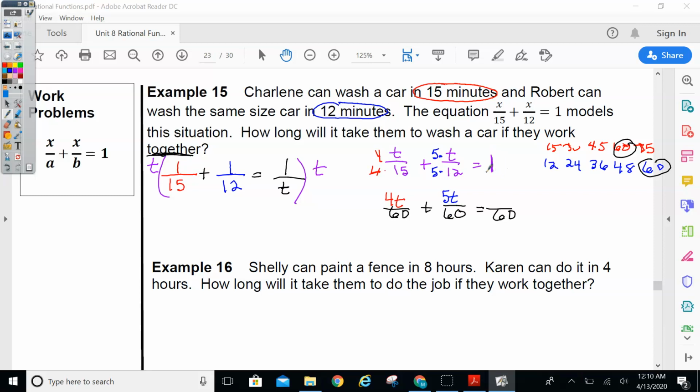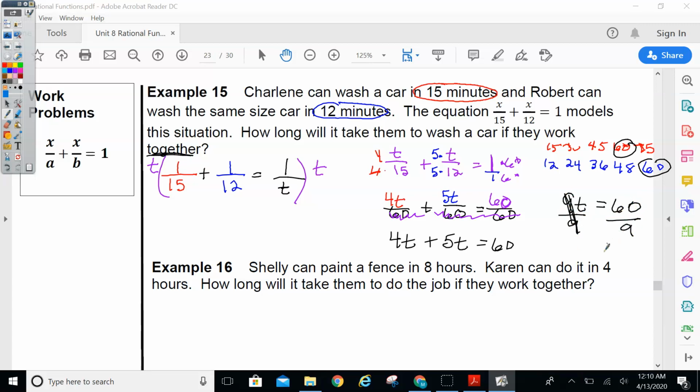And then here, this is like 1 over 1. What do we have to multiply 1 by to get 60? We have to multiply by 60. So this is just 60. 60 over 60 is just 1. Now that all the denominators are the same, I can ignore them, and I'm just looking at numerators. I am solving 4t plus 5t equals 60. So 4t plus 5t is 9t equal to 60. Divided by 9.